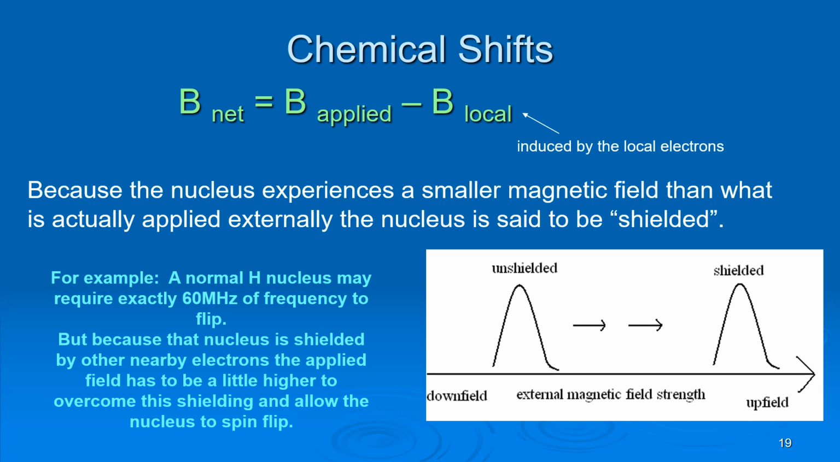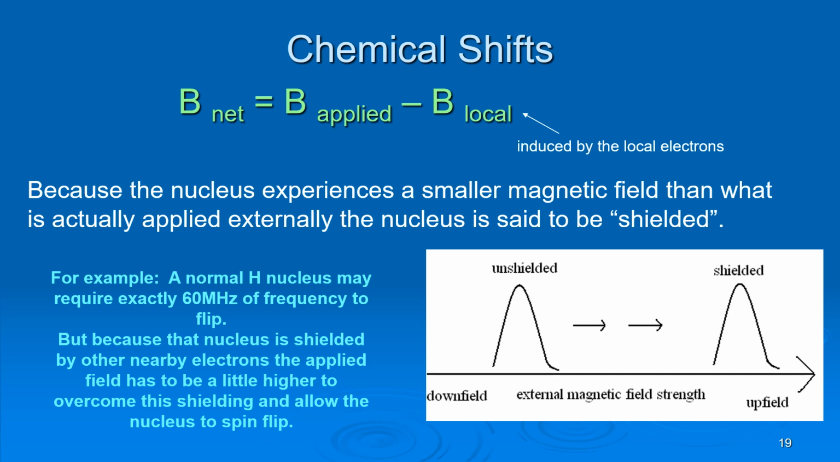And so because this nucleus feels a smaller magnetic field than what is actually applied, which is what I said already, it's said to be shielded. And what happens is that the applied field is going to need to be a little bit higher to overcome this and allow the spin to flip. So let's look at an example.